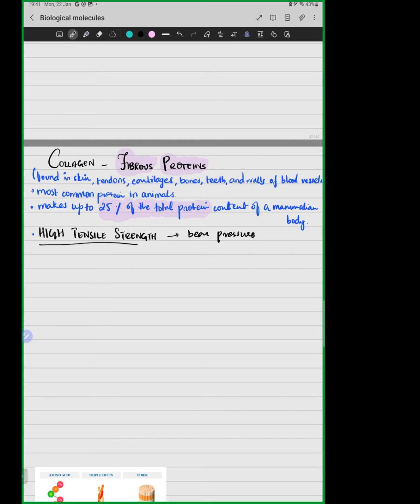If you could touch your teeth, you would feel how hard they are. So what is making them so hard? The collagen present over there is making them so hard. Now, high tensile strength is one reason why collagen is so important.